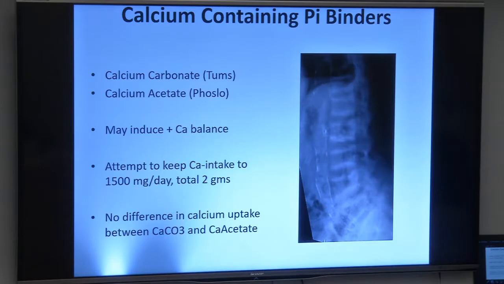So they come in multiple flavors, calcium-containing phosphate binders. It can be calcium carbonate or acetate, so Tums or Phoslo. The issue with these drugs that we worry about is the calcification risk. So if you have a renal failure patient that has decreased urinary clearance of calcium, there's a potential that you're going to make this patient calcium overloaded, and we're always worried about that because that may drive cardiovascular risk.